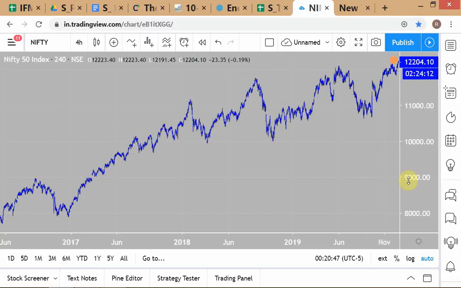Because understand, remember, hedging works in what kind of situation? When for whatever reason you don't want to touch the underlying position. Are you following? For whatever reason you don't want to touch the underlying position, only then does the question of hedging arise. Yes? That's what we discussed.